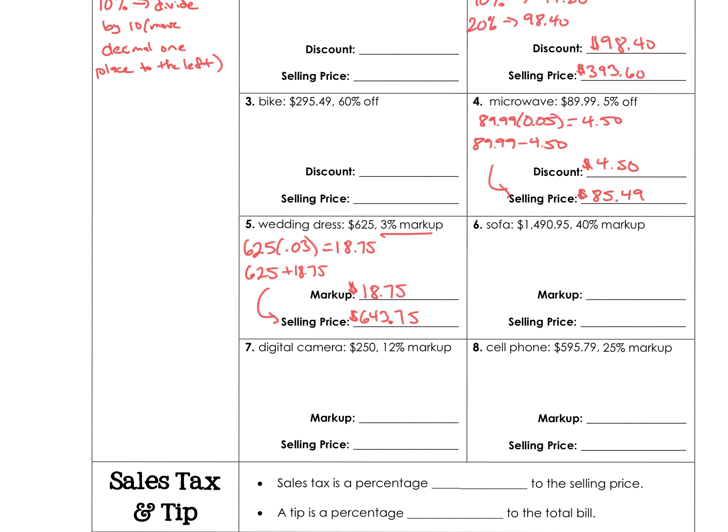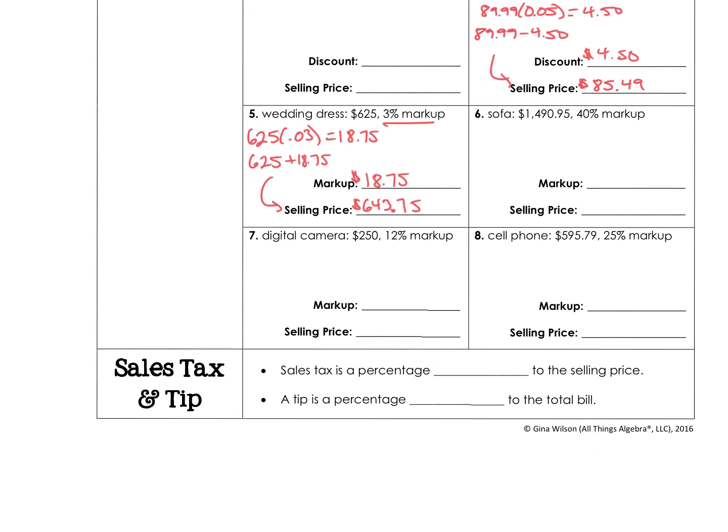I use the mental one, especially when I'm shopping, just because I can really quickly calculate how much I'm saving off an item. The markup is more so just in case, like if you had your own business and you were looking at what that looks like.